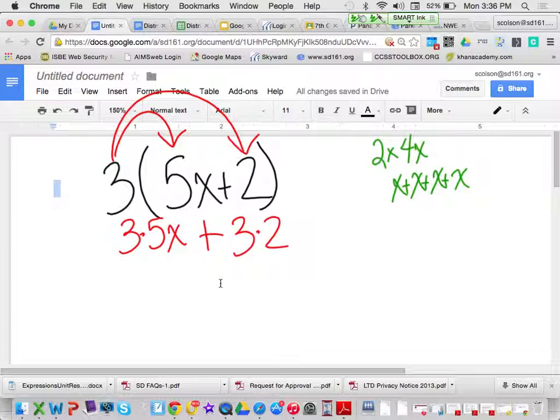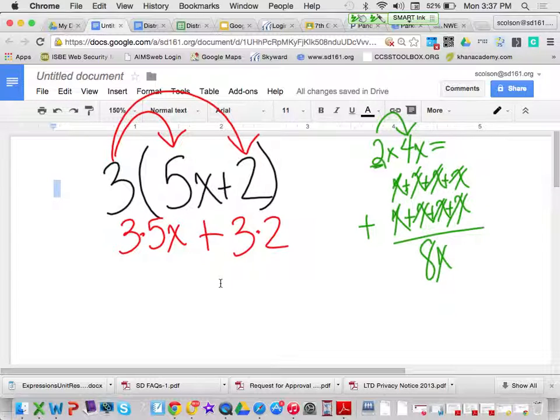And if I have 2 of these, 2 times this, x plus x plus x plus x. How many x's am I adding up? Well, that's going to be 1, 2, 3, 4, 5, 6, 7, 8. That equals 8 x's altogether. So what did I really do? I multiplied my coefficient times my constant. 2 times 4 is 8, and that's how many x's I have.